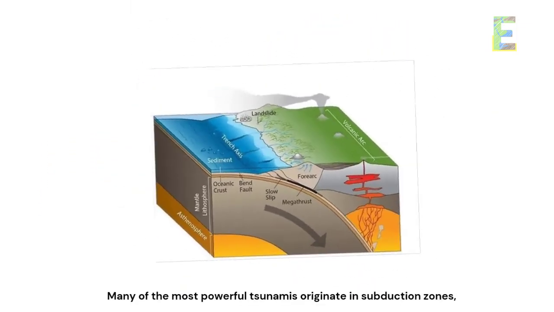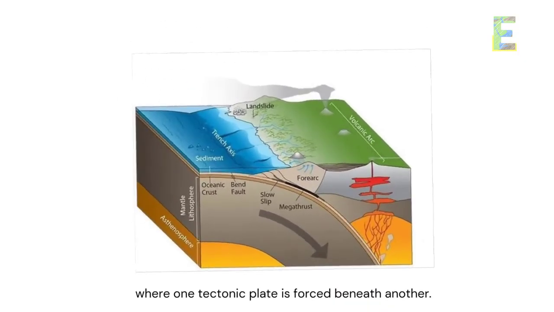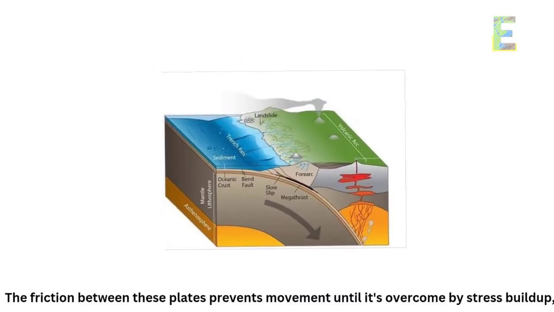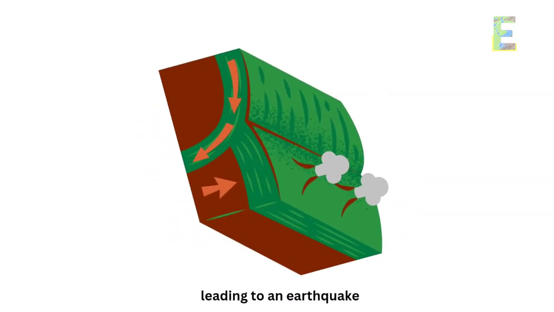Subduction zones. Many of the most powerful tsunamis originate in subduction zones, where one tectonic plate is forced beneath another. The friction between these plates prevents movement until it's overcome by stress buildup, leading to an earthquake.